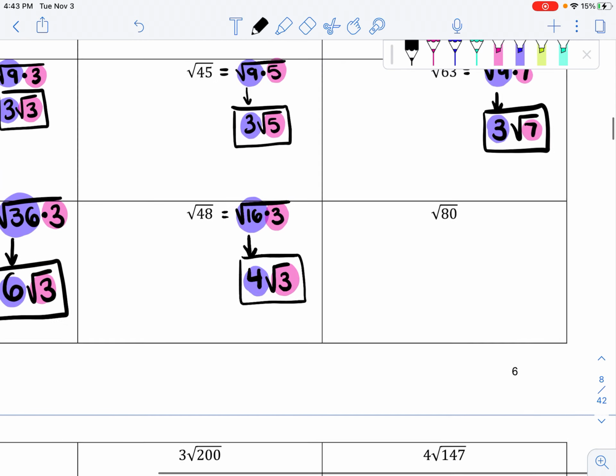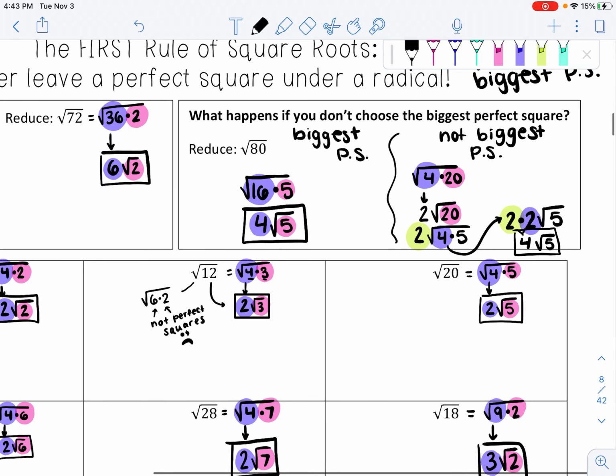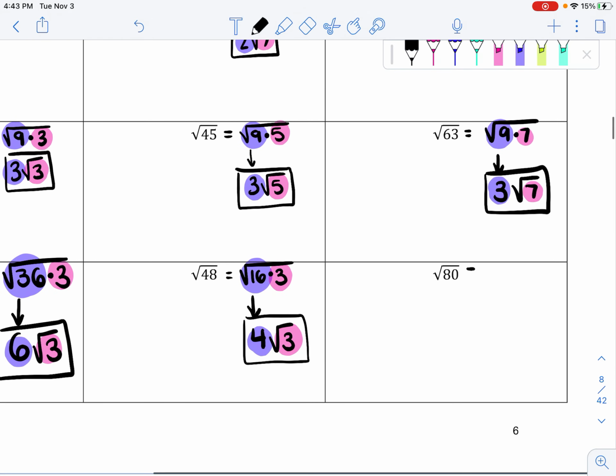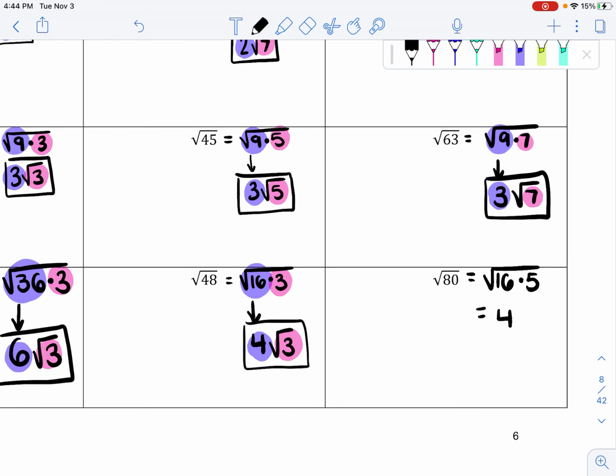And finally for this page is 80, which we already did, same one from up here. So we're going to use the biggest perfect square, which is 16. It's 16 times 5, so that gives me 4 square root of 5.